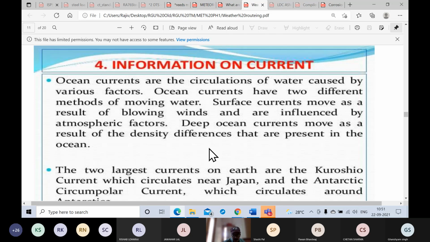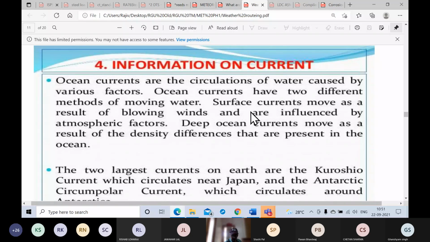So ocean currents can have two different methods of moving the water. One will be the surface current. This is a result of flowing winds influencing surface water. And you can have deep ocean currents, which are a result of density differences which may be present in the ocean. So two types of currents are possible, and both could be used for speed advantage.